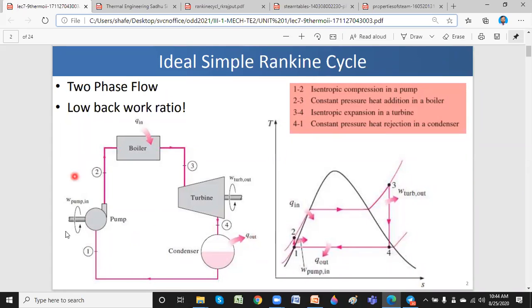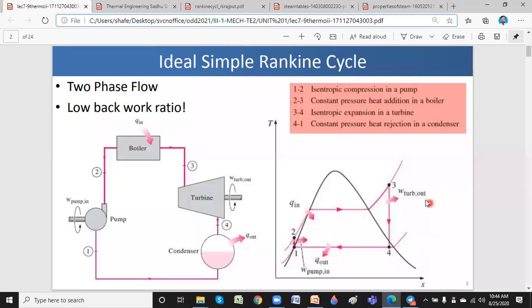Then from 1 to 2, you are giving some work to the pump to pump the water. That is pumping, this is work. And what is 2 to 3? Again, it's a heat supply. So 2 to 3 is heat supplied, 3 to 4 is expansion, work output, 4 to 1 is heat rejection, and 1 to 2 is again work input.